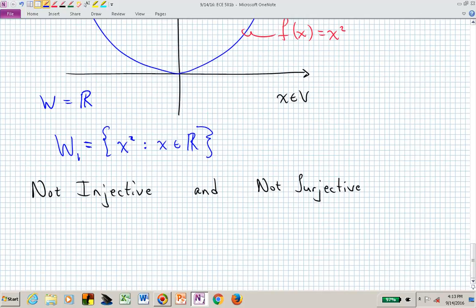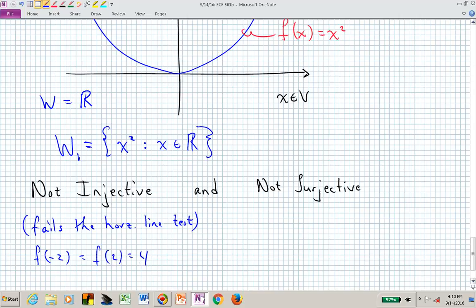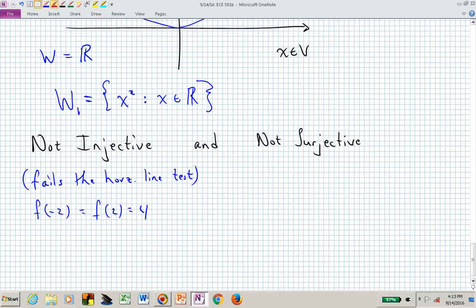So it's not injective. It actually fails the horizontal line test, because if I looked at f of minus 2, that would give me the same answer as f of 2, which is 4. And my inputs in this case are different, and they're yielding the same output.